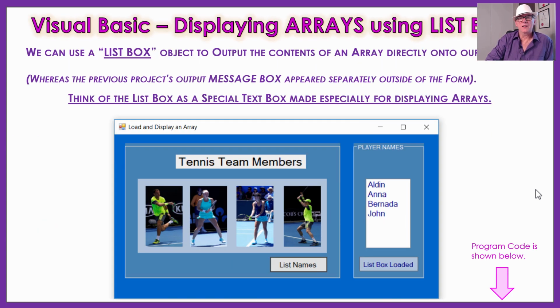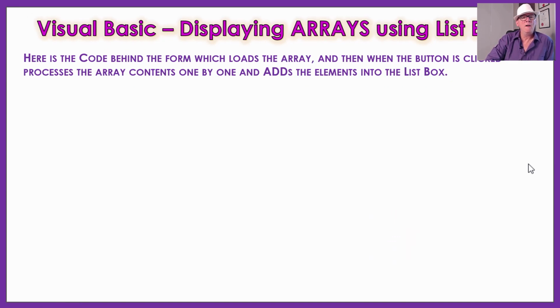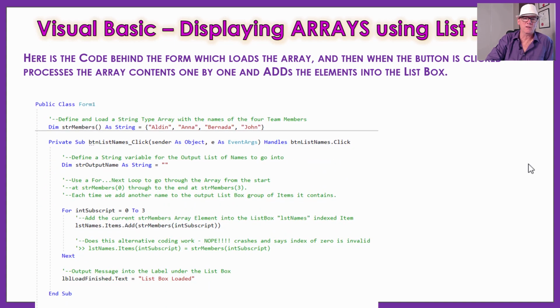All right, so we can use a list box, and that way, rather than a message box, the names will go straight onto the form inside this list box. So this time when we click list names, it's just going to put the names into the list box and not put up a little message box of OK or anything like that. Now the list box has this thing called adds. So you have to add another element to the list box, all right?